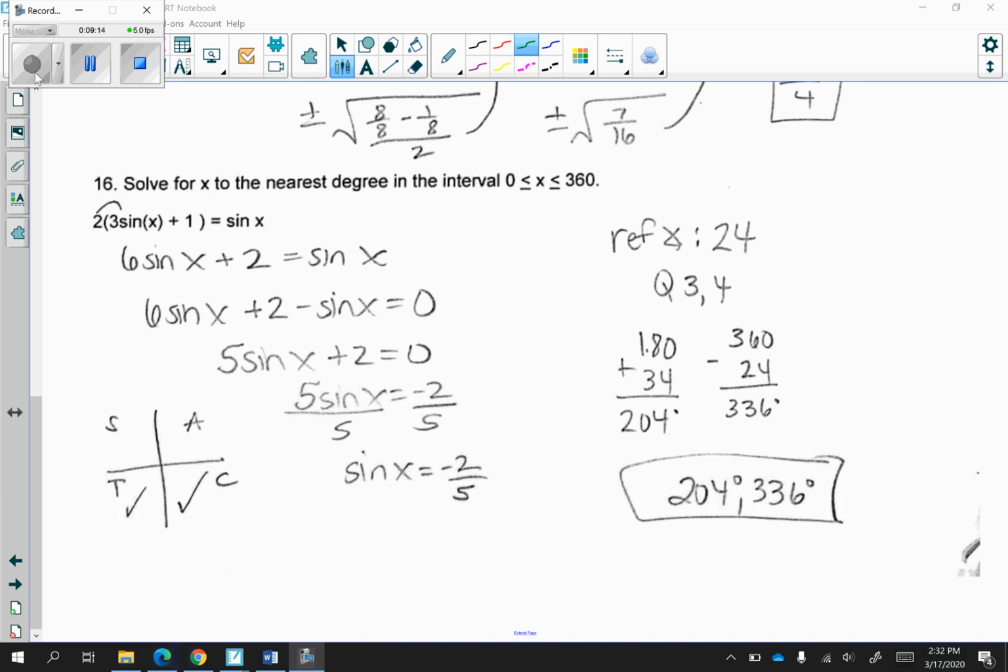So I'm going to put that in my calculator, and I get a reference angle of 24. So remember that sine is negative in the third and fourth quadrant, so 360 minus 24, 180 plus 24, and I get 204 and 336.